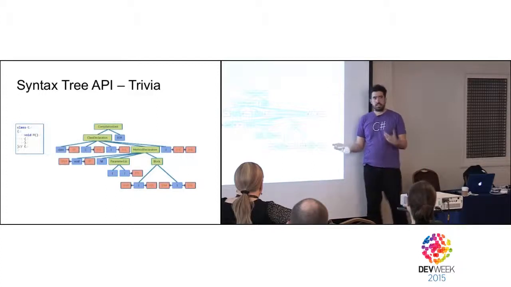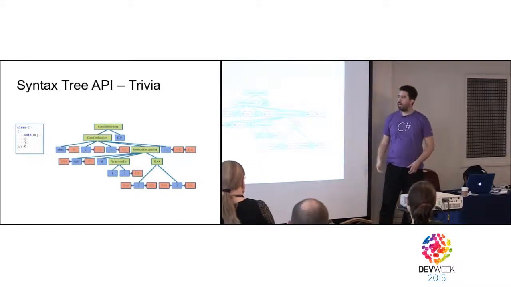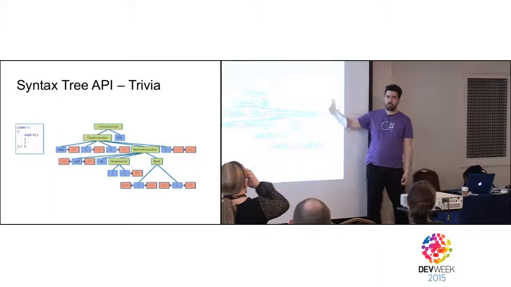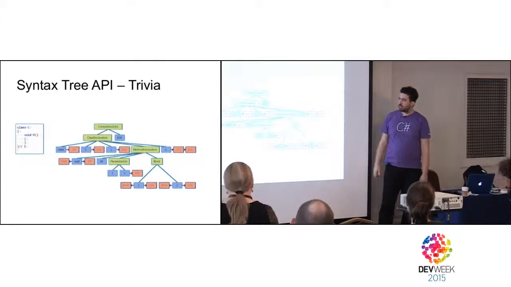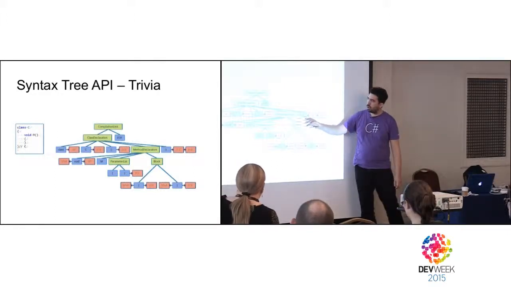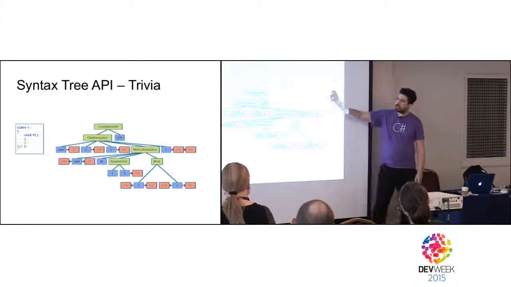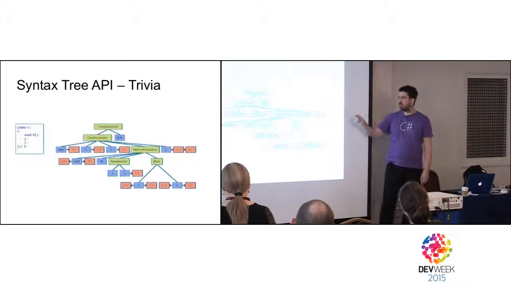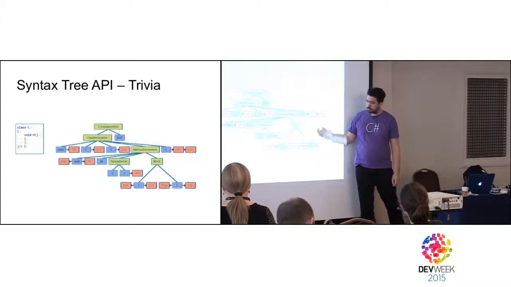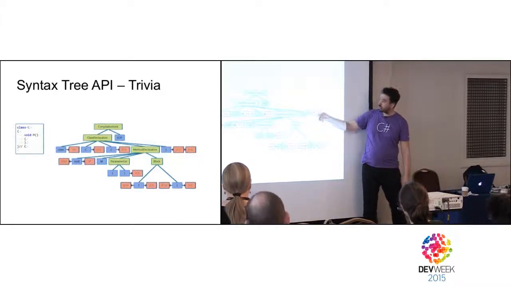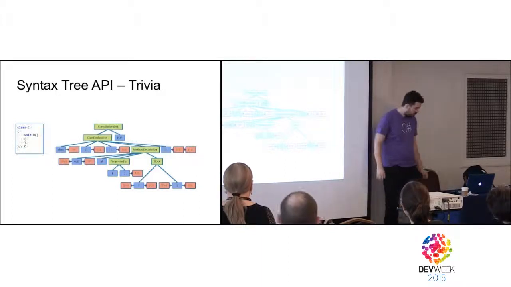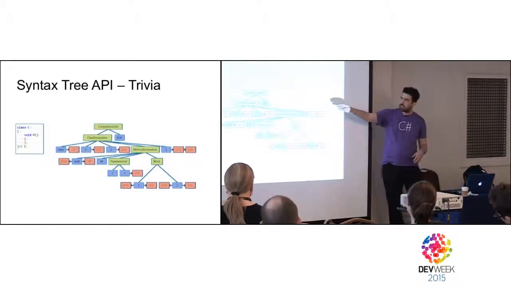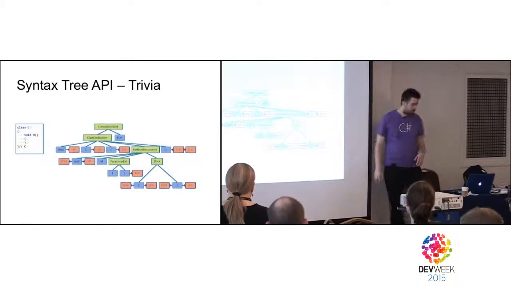Trivia are spaces, tabs, basically white space. This allows you to perfectly reconstruct the original source code. This will be important later on. You can see that you have those small characters telling you what the corresponding node is here. You can also see that we have comments. Basically, Roslyn takes that as an input and gives you this as an output.